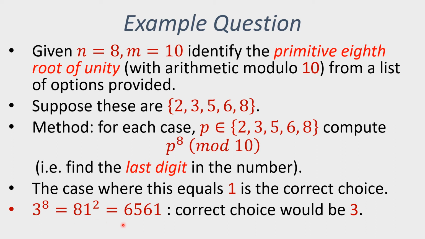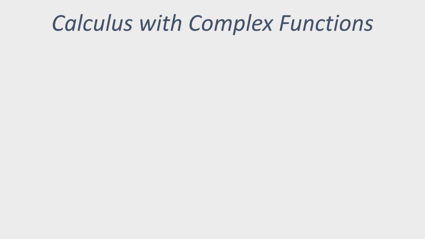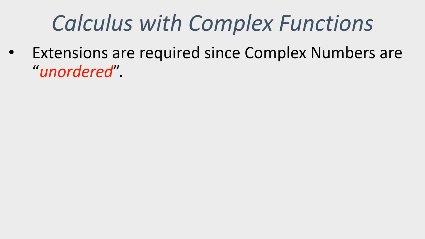And 81 squared is 6,561. The last digit of that number is 1. So that tells us that 3 is a primitive 8th root of unity when we're working with arithmetic modulo 10. What about calculus with complex functions?